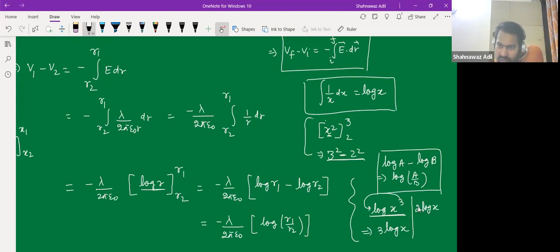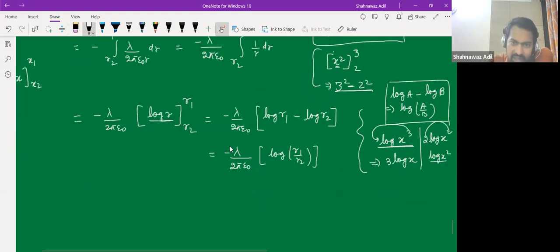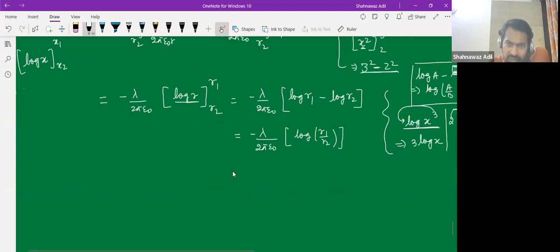So similarly, let's say I have minus 2 log x, whatever. If I take the 2 inside the log, this will become log of x square. It is the reverse of this property. Is this clear? Yes, clear. So similarly, what I do is I take this minus inside the log, so it will go in the power. So log of R1 by R2 and the power, how much?